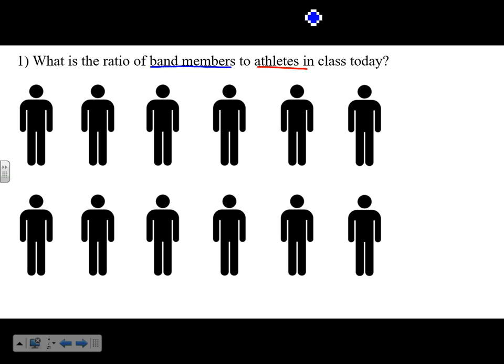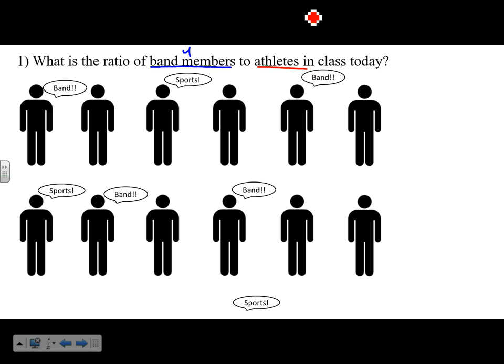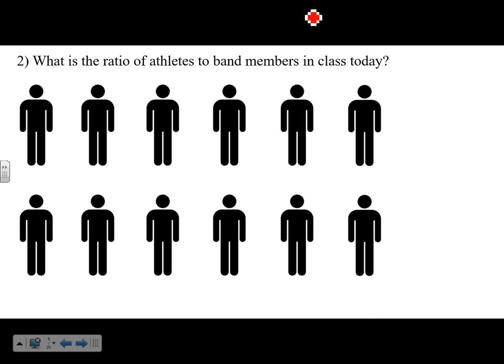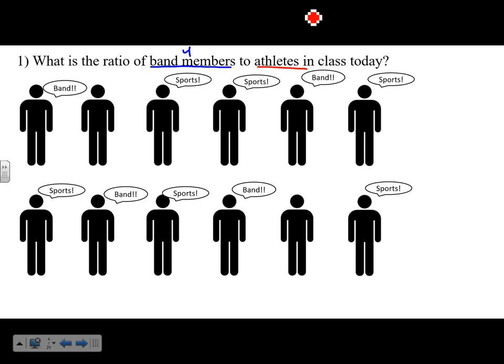So we have 1, 2, 3, 4 band members. We have 1, 2, 3, 4, 5, 6 athletes. So the ratio would be 4 over 6. I like to reduce that down to 2 over 3.